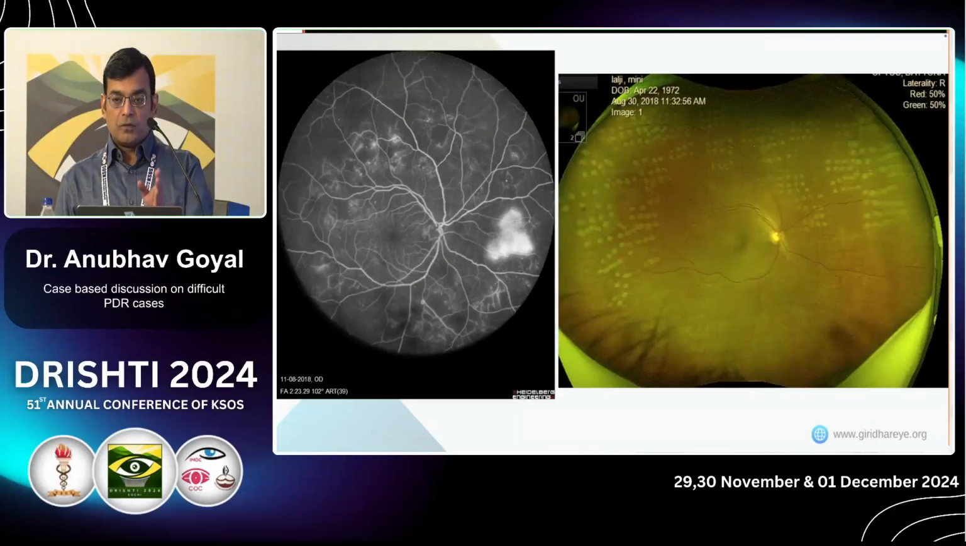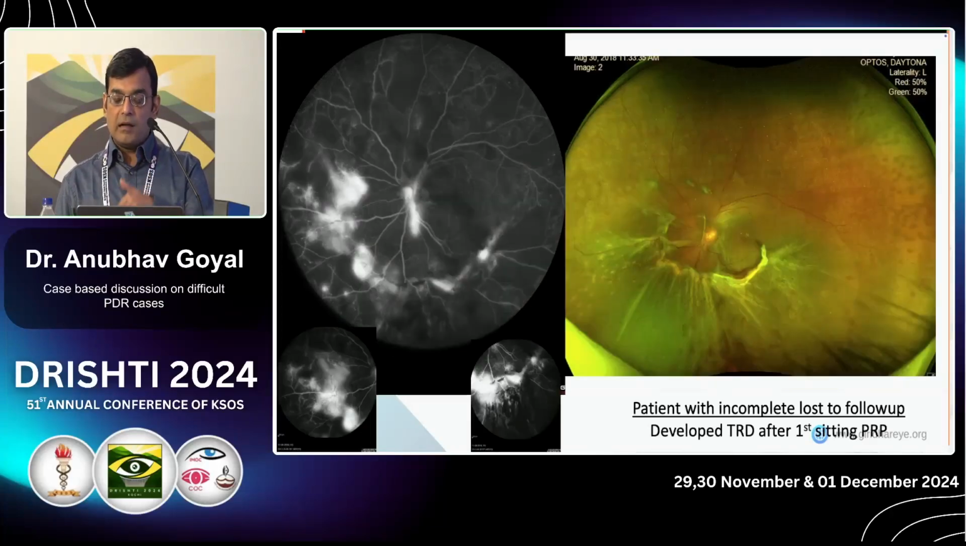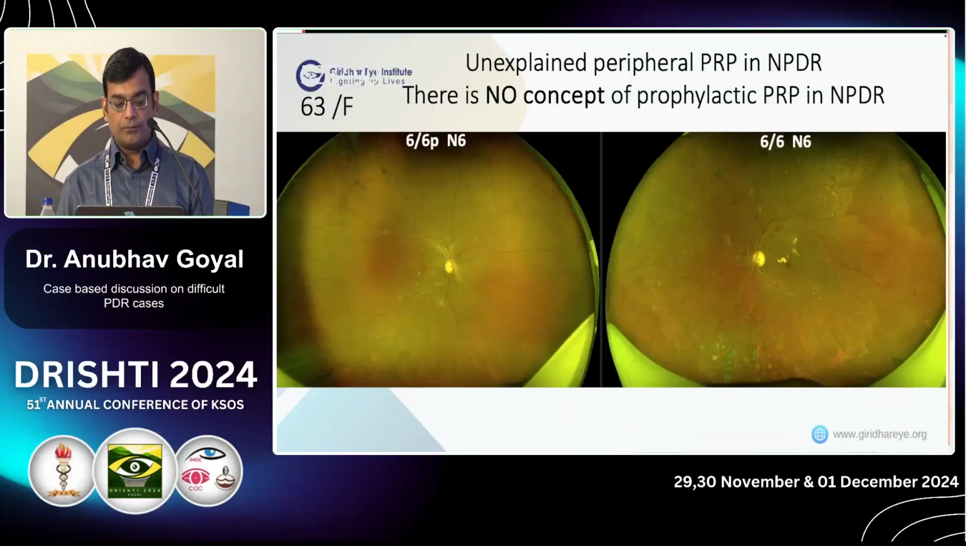Targeted PRP is a concept which was initially taken up by a lot of doctors. The quadrant where you are seeing NV, give laser and finish off. But if the patient is lost to follow up, it does very poorly. The unlasered area can have TRD in the long run if the patient is non-compliant. So it's better to finish off PRP rather than just giving PRP in one quadrant and following the patient, if the patient is non-compliant. If the patient is compliant, yes, targeted PRP is a good technique to sustain for the long run.